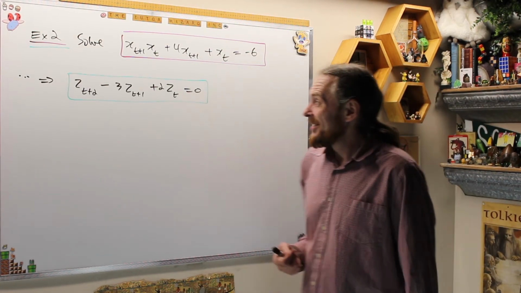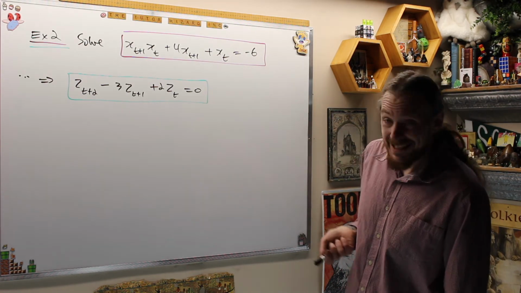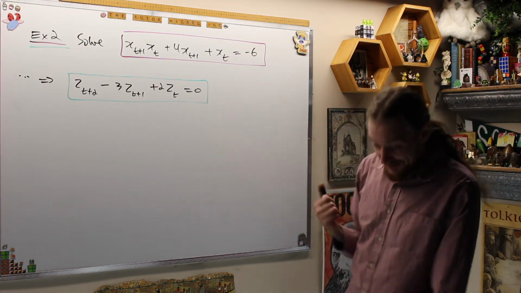All right, example 2 is solve x_{t+1} x_t plus 4 x_{t+1} plus x_t equals 0, or equals negative 6, not 0 this time.